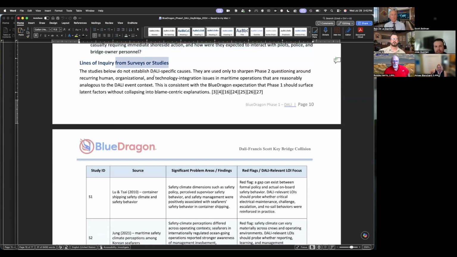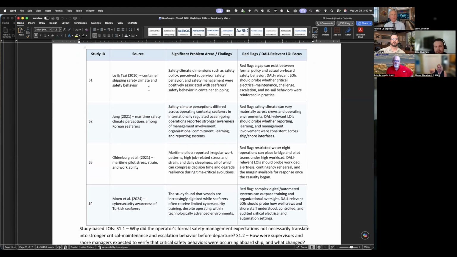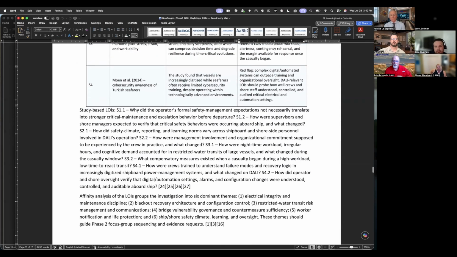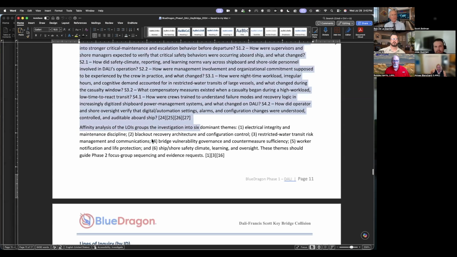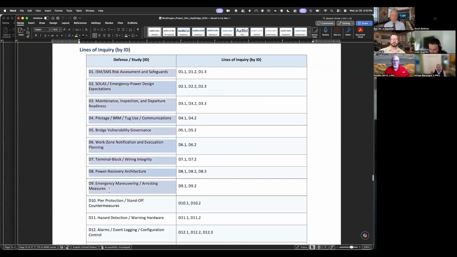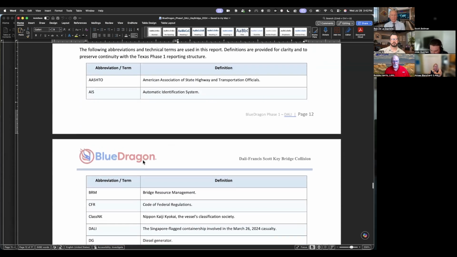Now, studies, surveys. This gets at some of the potential behaviors and other things that might be out there. So it found 4. It told us what they were and what red flags were relevant to the Dolly. Okay. And then we've got lines of inquiry questions as 1.1, 1.2, 2.1, 2.2, and so on. So now I've got a really comprehensive package. And now I have a cross-reference of each of the defenses and the lines of inquiry that cover those defenses. Just a nice table to have.